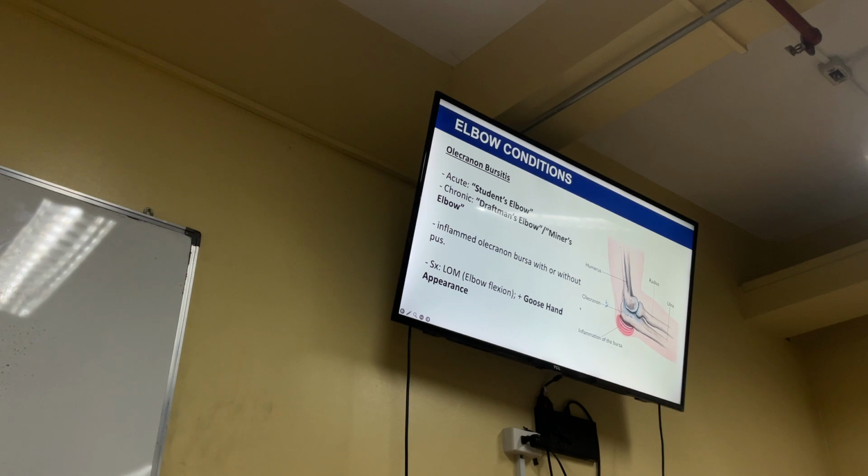Okay, medial epicondyle, radial head dislocation, followed by olecranon bursitis.